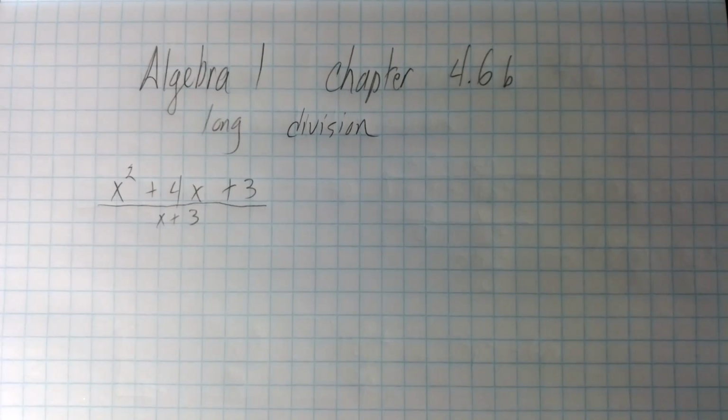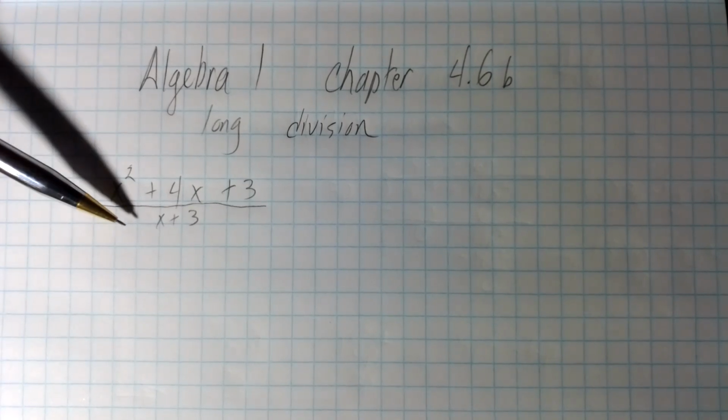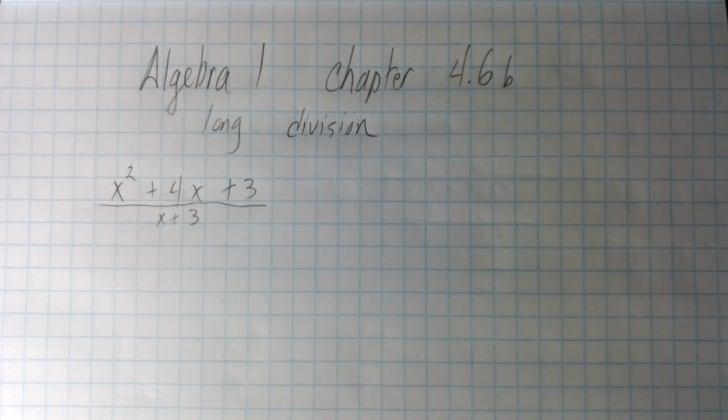All right, class, we're continuing with long division. This is chapter 4.6 of Algebra 1. Here we have a new problem where in our denominator we have two terms. So we go about these the same way, we just make sure to include our second term.